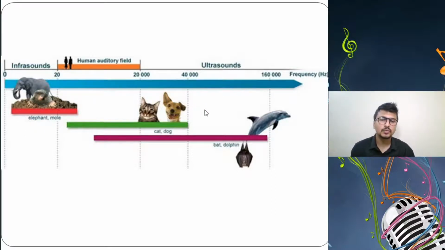Above 40,000 comes under the ultrasounds. If we take the example of bats or dolphins, this range is 40,000 to 1,60,000 hertz frequency. The ultrasound range belongs to fish and bats. They are very high frequency animals. They have very high aural sensation. They hear things louder or earlier than human beings.